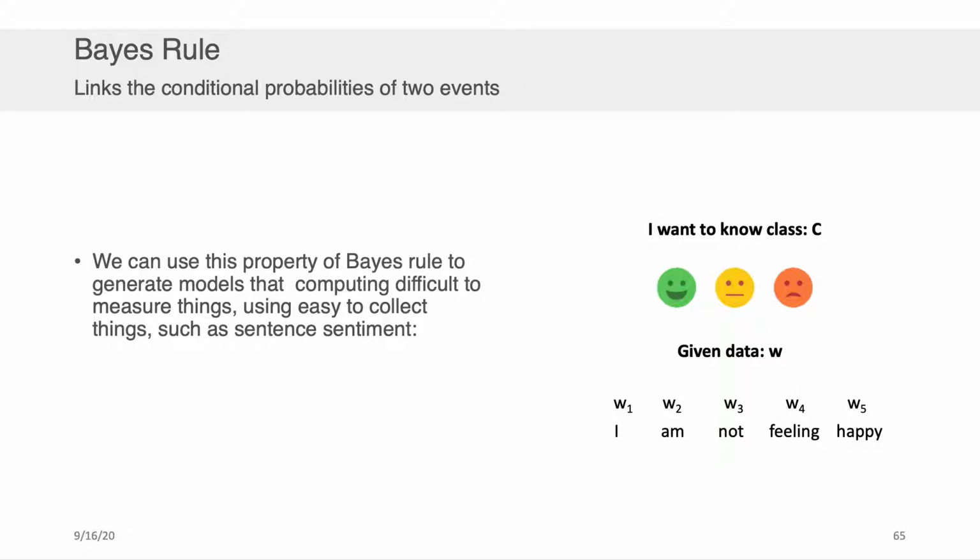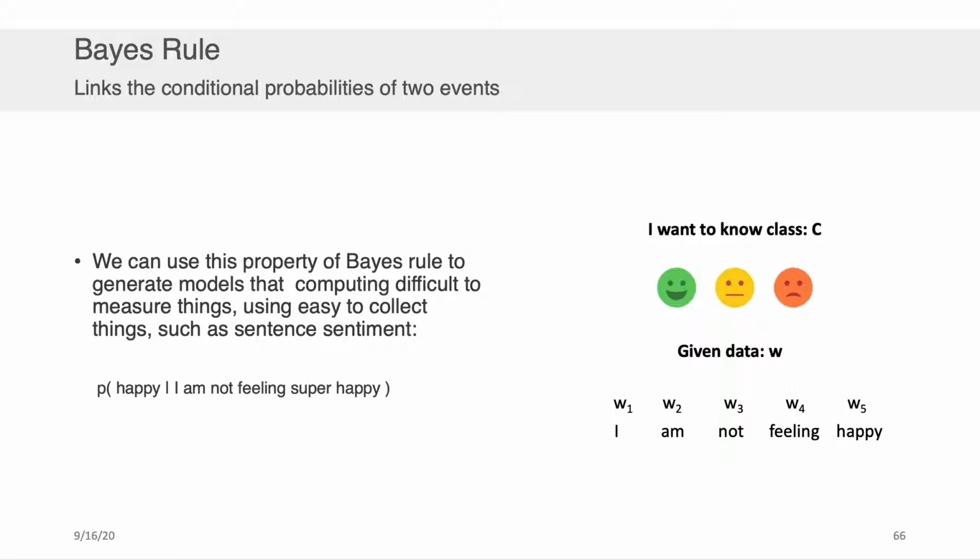Okay, well, we can use this property of Bayes' rule to generate models that are computing difficult to measure things using easy to measure things, such as sentence sentiment, right? Okay, so let's consider the following example. Let's say I want to know the class of some sentimental value of a sentence given some data about it. So let's say this data is represented by W, and W is a vector that contains a representation of the sentence, "I am not feeling happy."